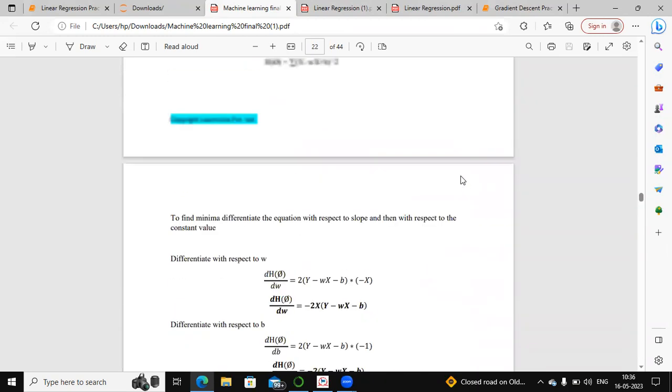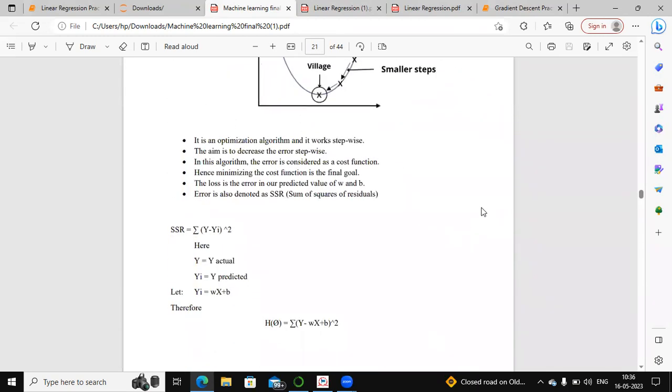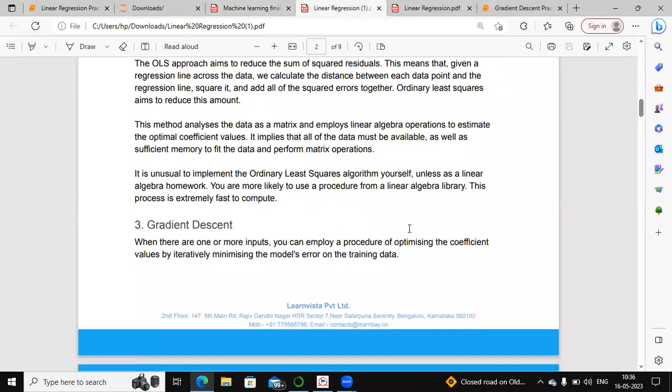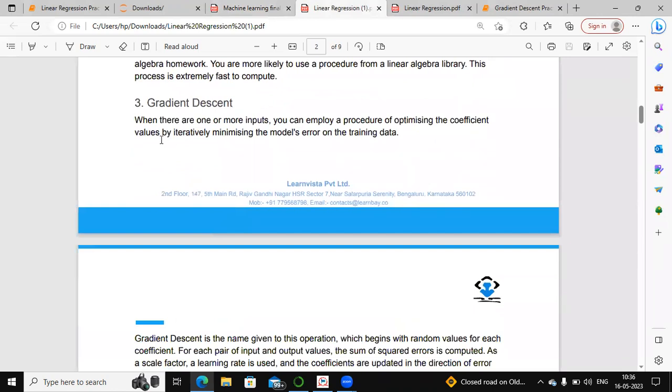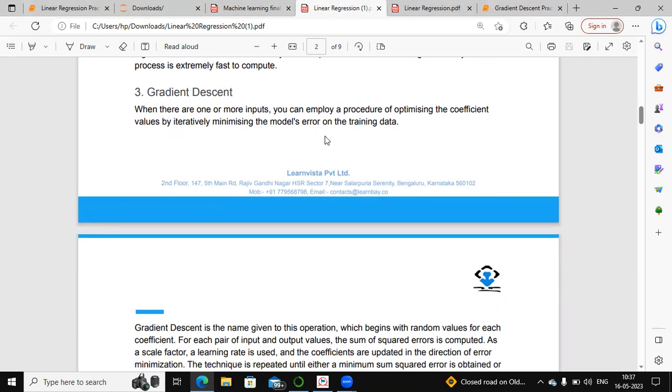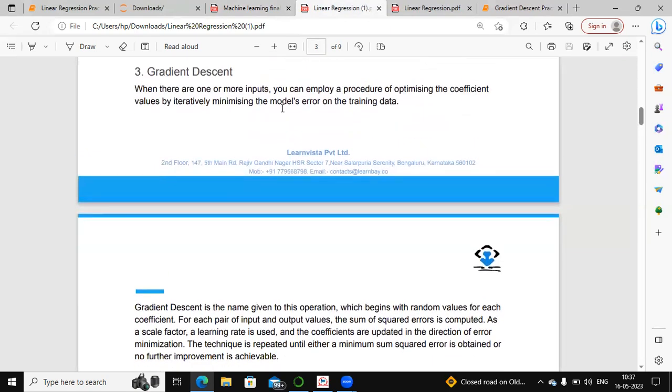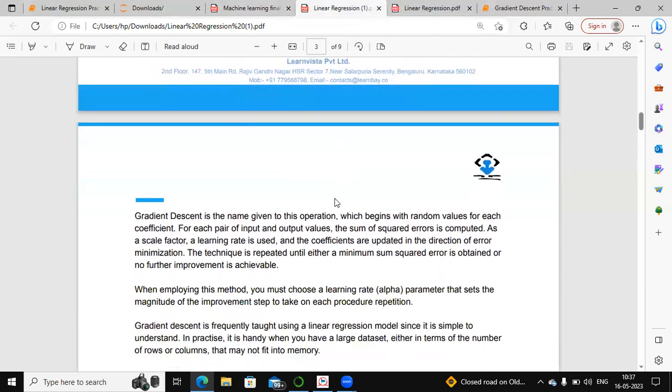So this is all about the gradient descent part. Let's see what's there for gradient descent. When there are one or more inputs, you can employ a procedure of optimizing the coefficient values by iteratively minimizing the model's error on the training data. So we are optimizing the coefficients by minimizing the error on the training data.